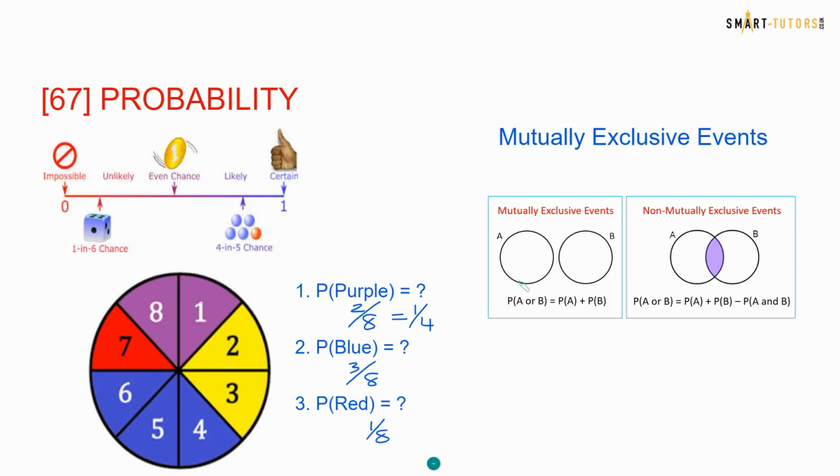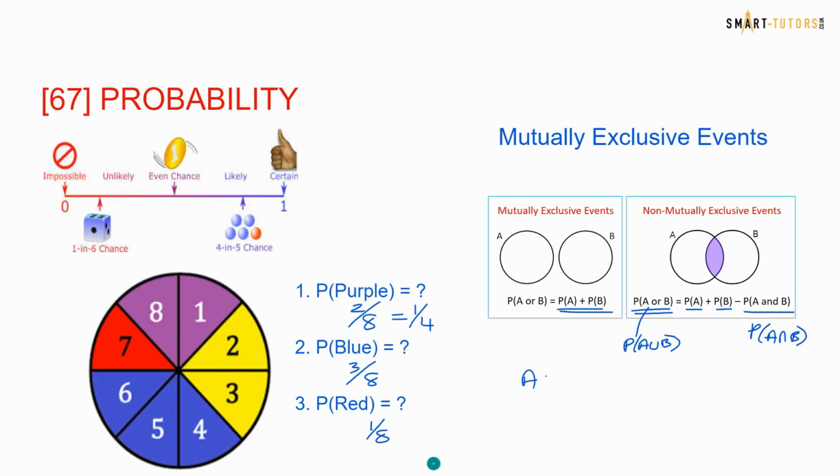Mutually exclusive events means they don't have any intersection or common attributes. So probability of A or B means you need to add the probability of A plus the probability of B. For non-mutually exclusive events, there should be an intersection part. So probability of A or B means you need to add the probability of A and B and take away the common section. This common part is the probability of A intersection B. The whole is called the probability of A union B.